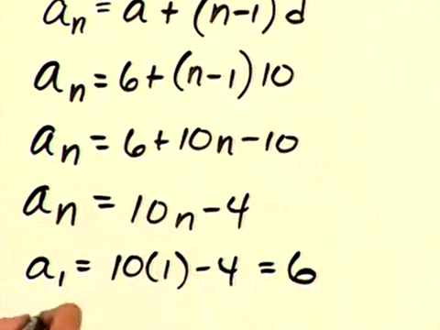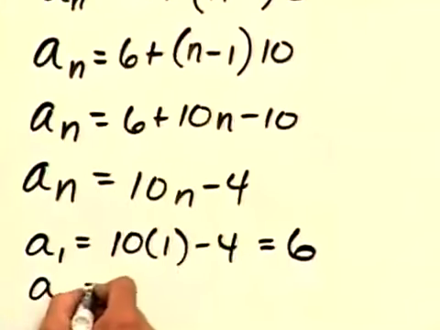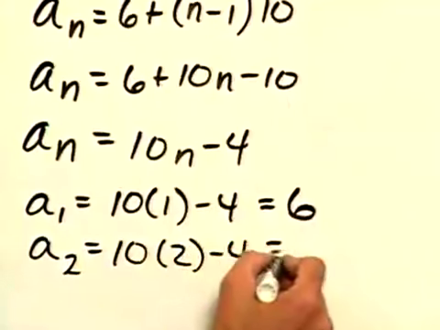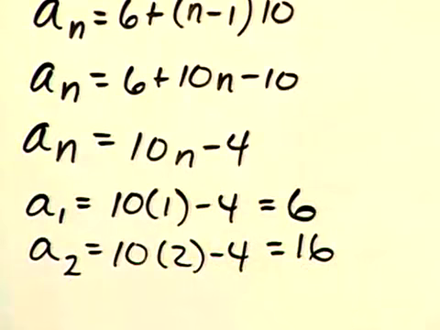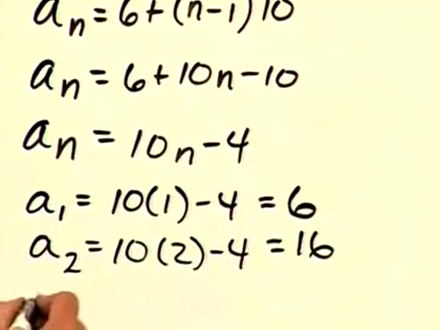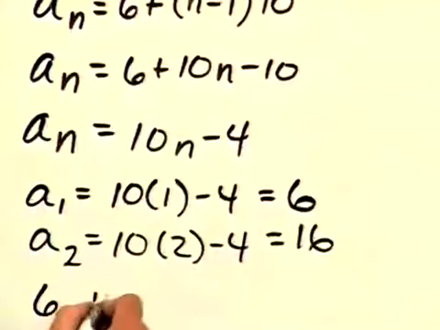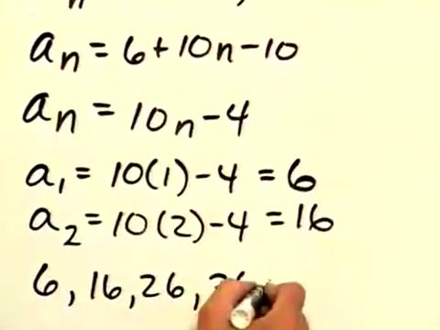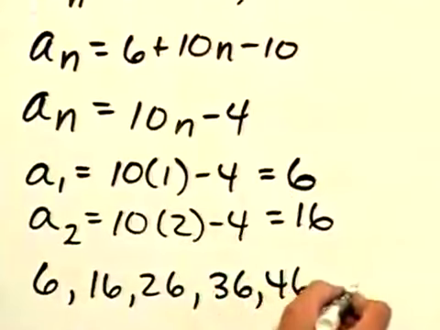Now to find the second term of the sequence, we'll go a sub 2 is equal to 10 times 2 minus 4 is equal to 16. Now if we continue this process, we can get the first 5 terms of this sequence. And they are 6, 16, 26, 36, 46. And this pattern will continue on.